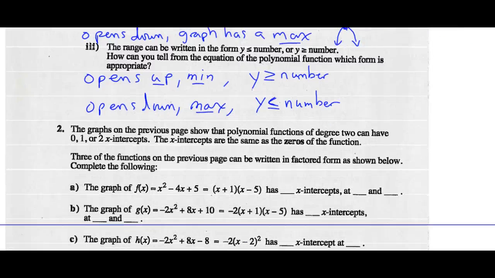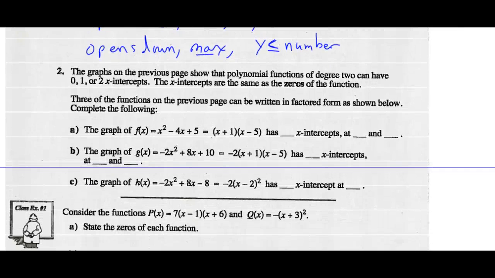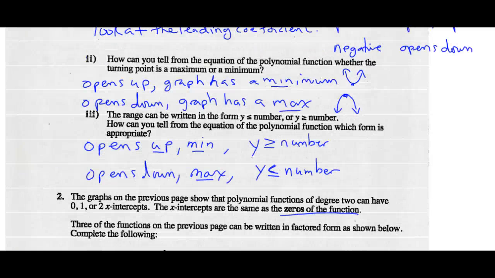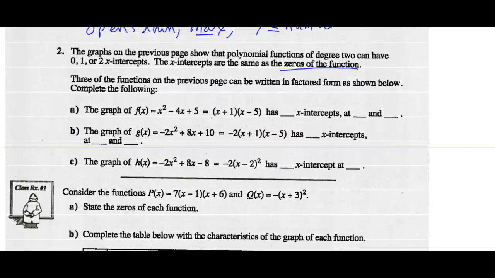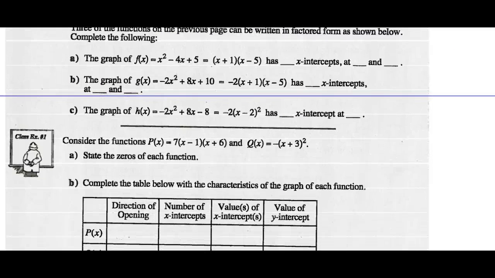So the graphs on the previous page show that a polynomial function of degree 2 can have 0, 1, or 2 x-intercepts. The x-intercepts are the same as the zeros of the function. 3 of the functions on the previous page can be written in factored form, as shown below. Complete the following. The graph of f at x equals x squared minus 4x plus 5 factors as x plus 1 times x minus 5. If you look at the graph on the page, it has 2 x-intercepts. Those x-intercepts are at -1 and +5.